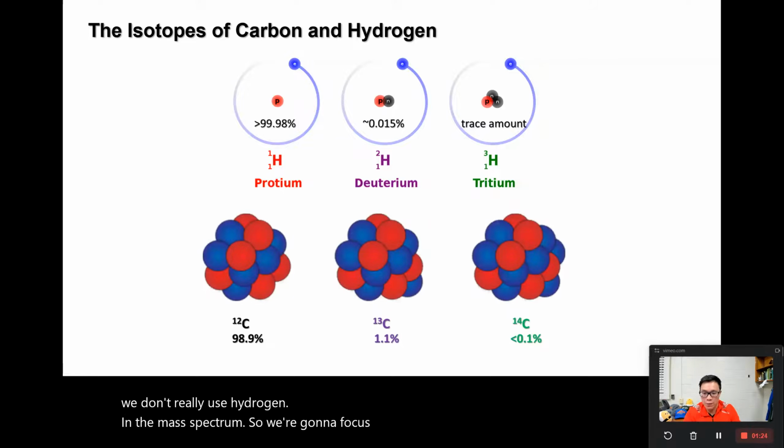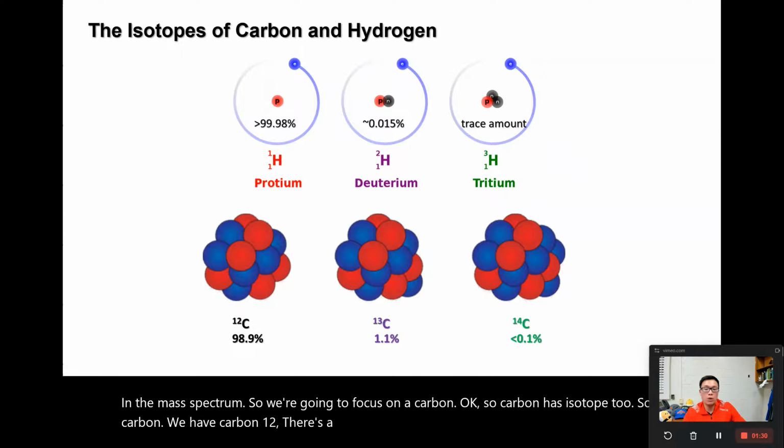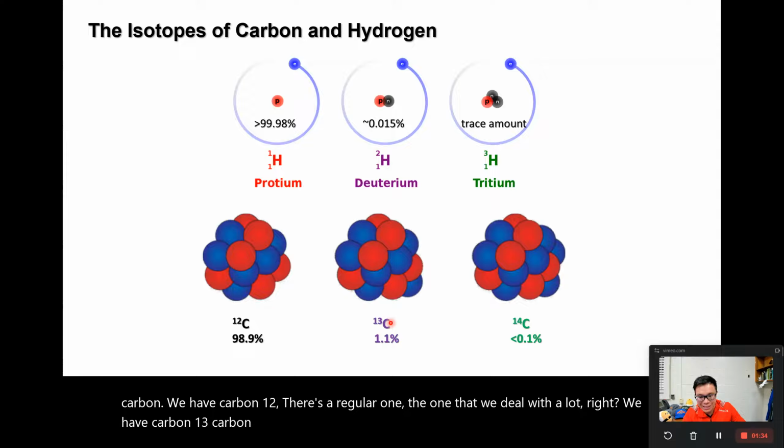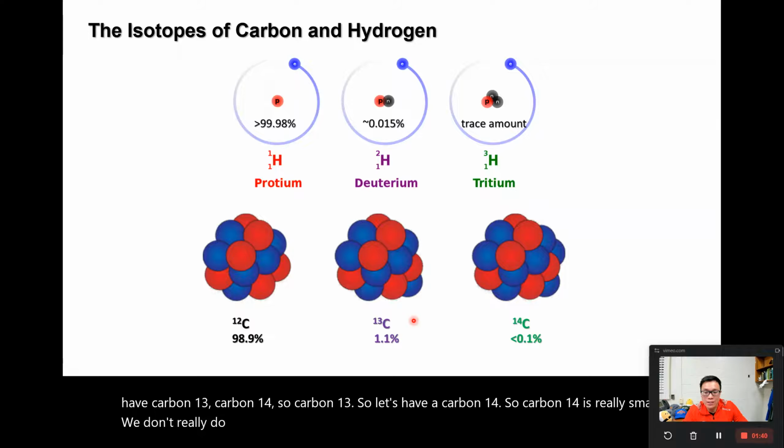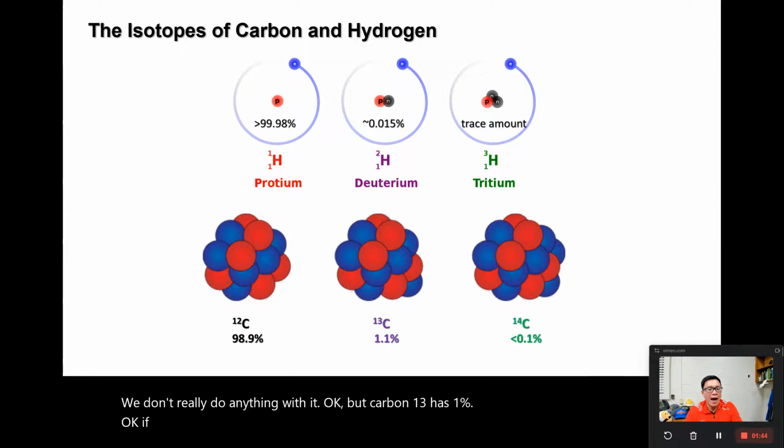Anyway, now we don't really use hydrogen in the mass spectrum, so we're gonna focus on carbon. Carbon has isotopes too. We have carbon 12, that's the regular one, the one that we deal with a lot. We have carbon 13, carbon 14. Carbon 14 is really small. We don't really do anything with it. But carbon 13 is 1%. If there are 100 atoms of carbon, one of them is carbon 13.